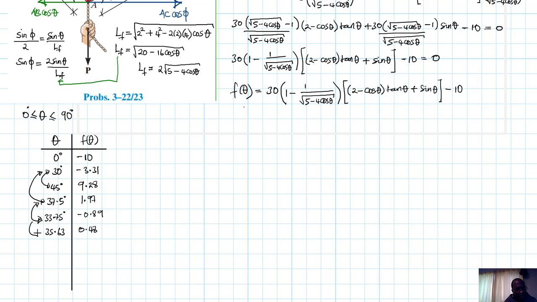So again, we'll get the average of this. The error is too big. 35.63 plus 33.75 divided by 2. So we have 34.69. So we keep on doing this process until the error becomes small. Yes, you can use a computer to do this, but it's important to know what is going on behind the scenes.